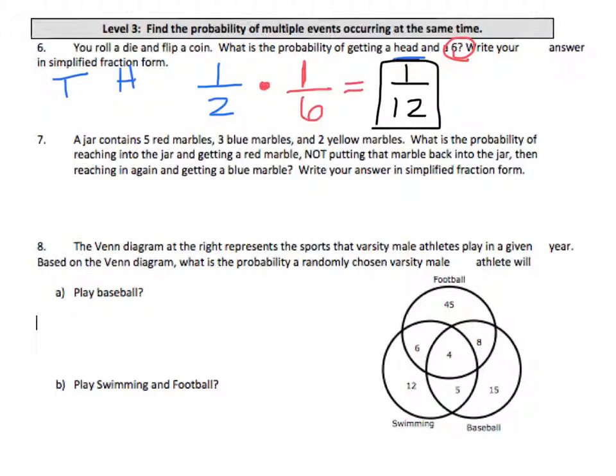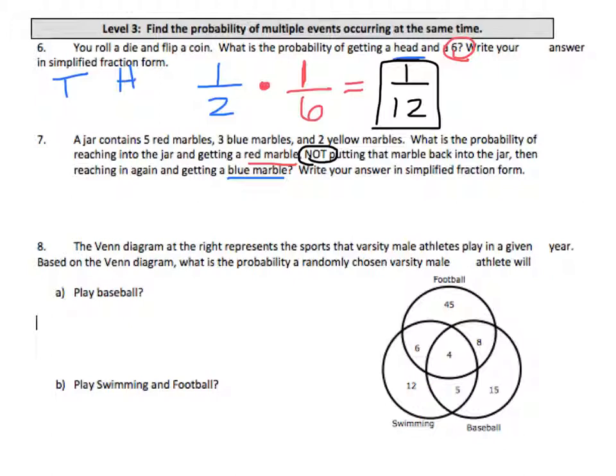Okay, number 7, a jar contains 5 red marbles, 3 blue marbles, and 2 yellow marbles. What is the probability of reaching into the jar and getting a red marble, not putting that marble back into the jar, and then reaching again and getting a blue marble? So this phrase, not putting that marble back into the jar, is a very key thing in this problem.